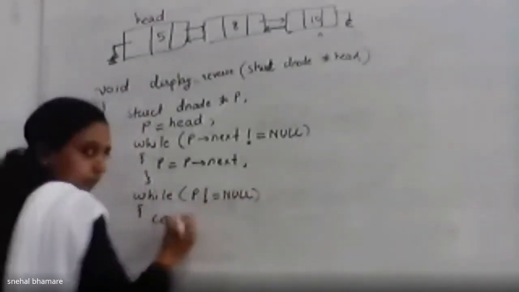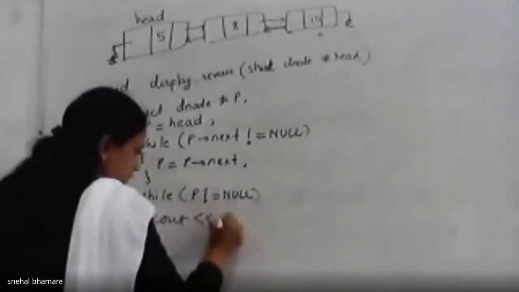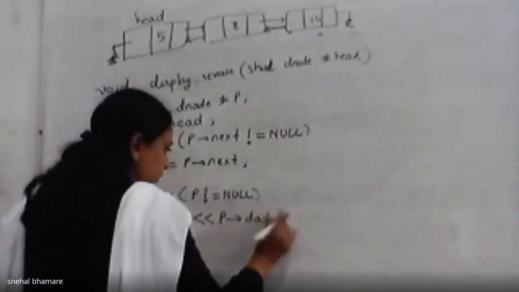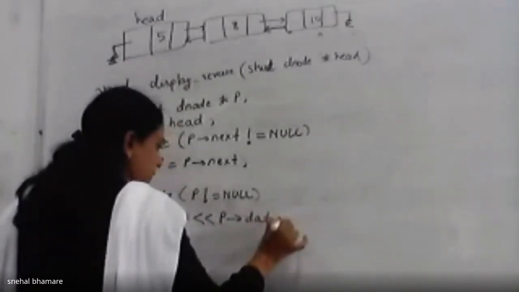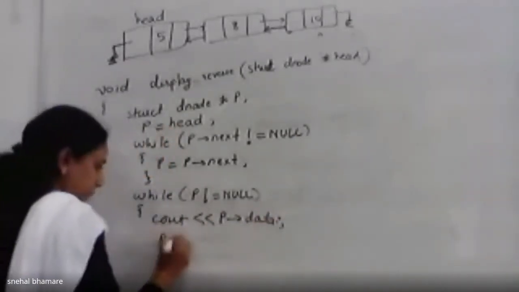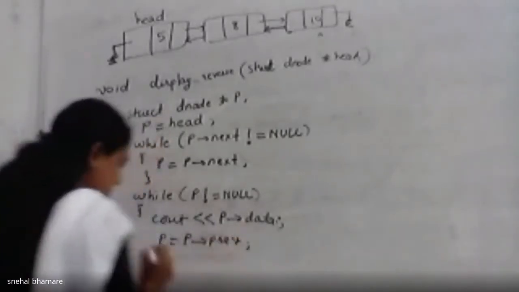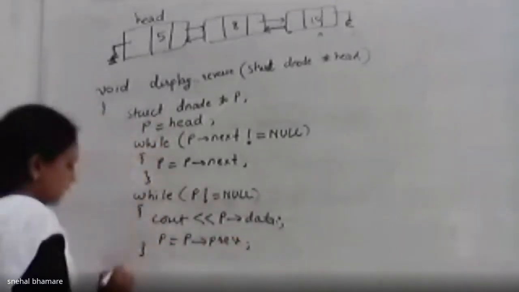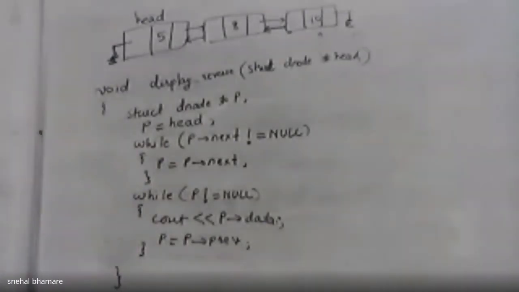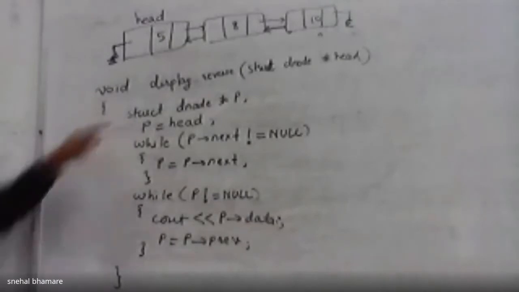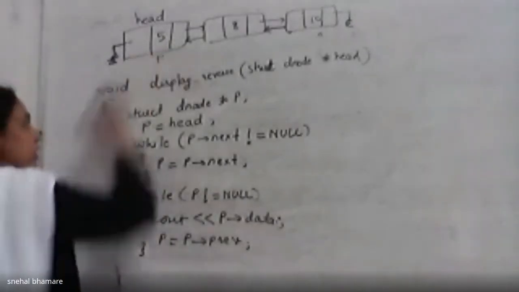cout P data and P equals to P previous. While complete and this display function complete. Now we will check again. Take a temporary variable P. P is equal to head. So P will come to this location.